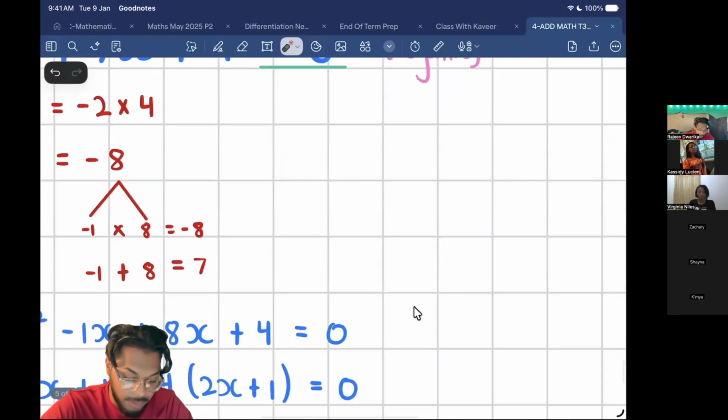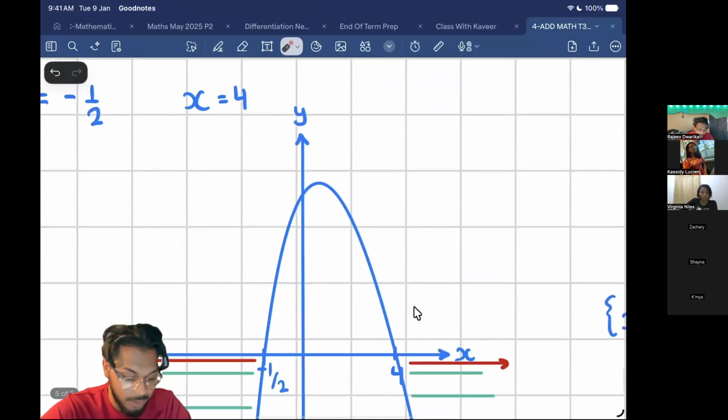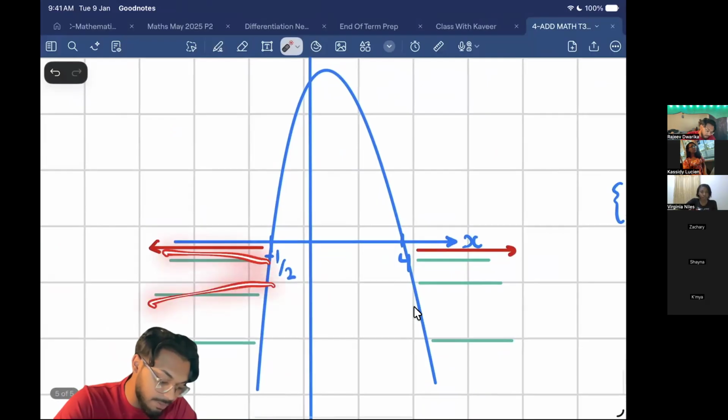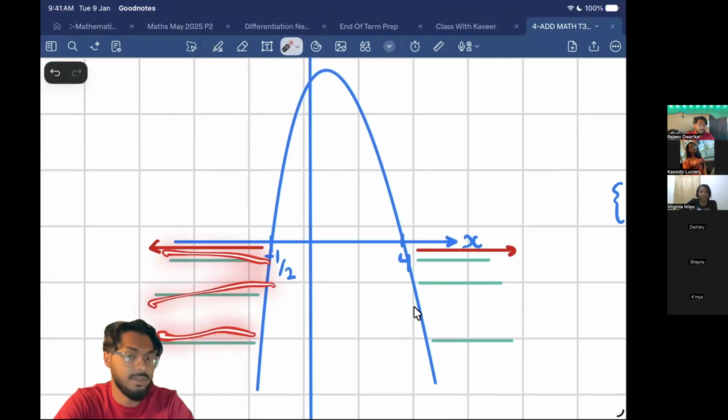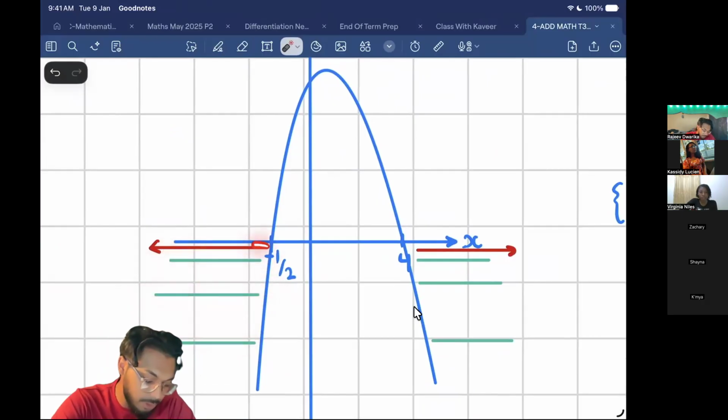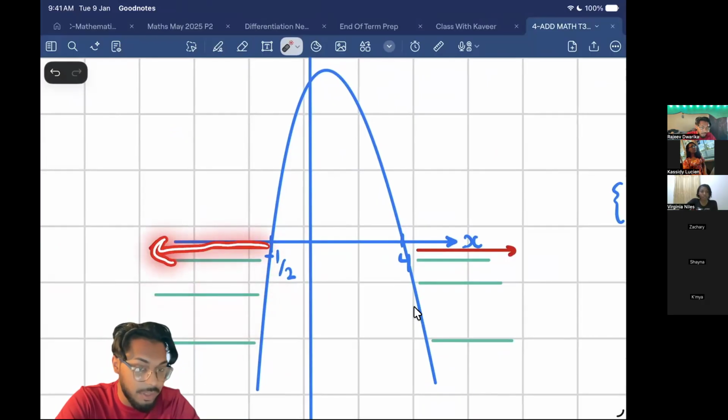In the question, I wanted to get negative values. So would you say these values for x satisfy the inequality? Yes, sir. Yeah, so I would shade over here. So part of my solution would be x is less than or equal to -1/2.